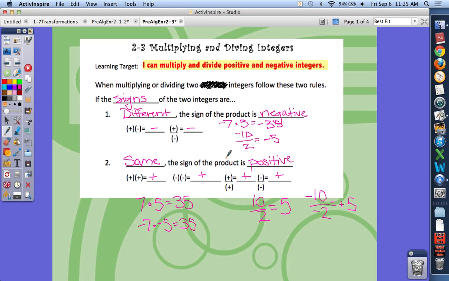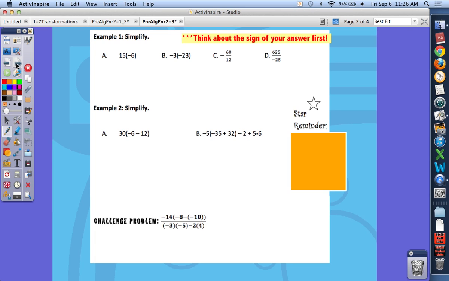Okay? Your teachers may teach it as like and hate. I always just look for, how many of the negative signs do you have? If you had an odd number of negatives, your answer is negative. If you have two negatives together, they can make a positive, and that's why your answer is positive. Okay? Think about the signs first, okay? I want you to write that down. Think about the signs of your answer first. That's the most important thing.